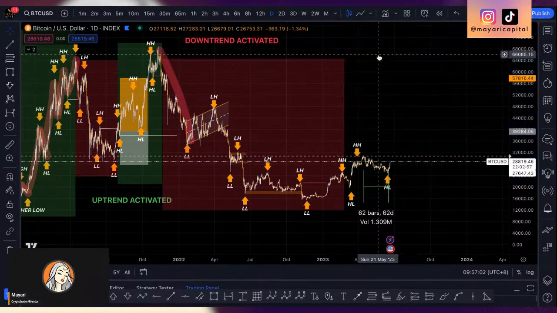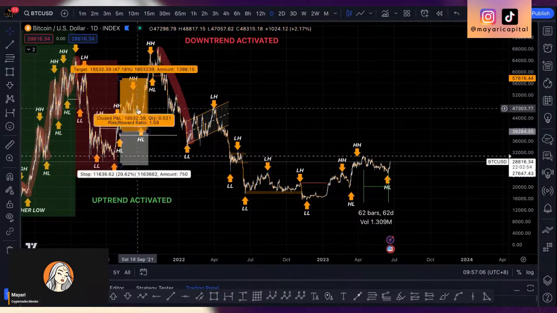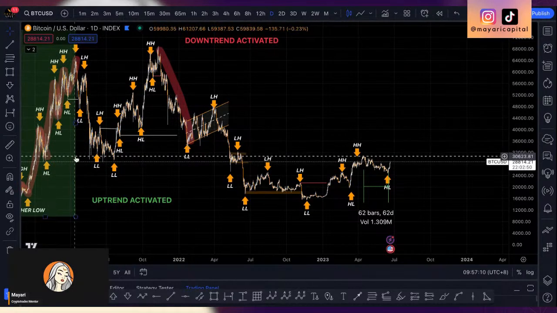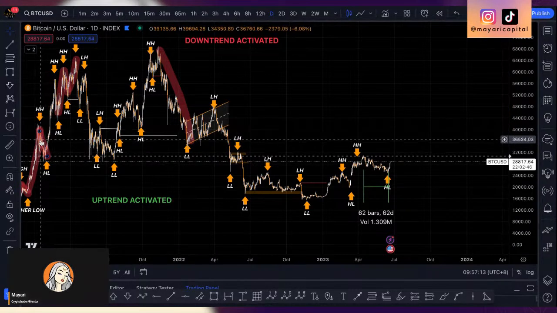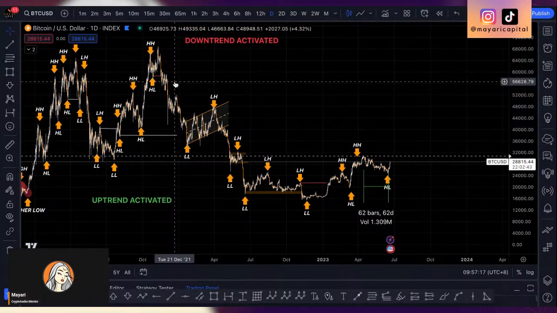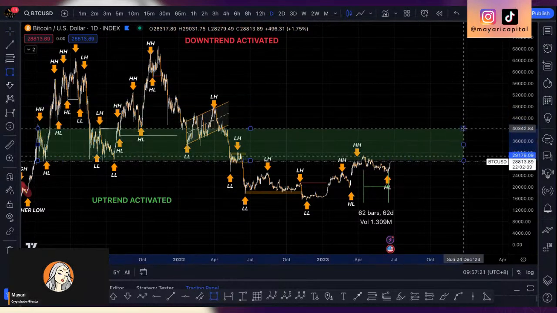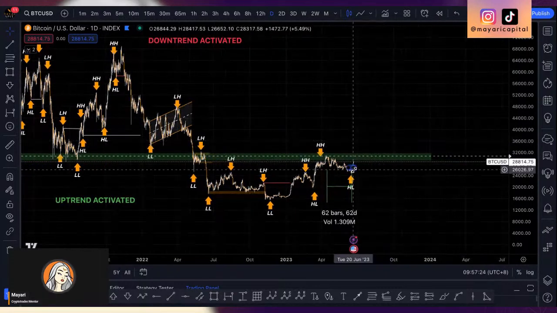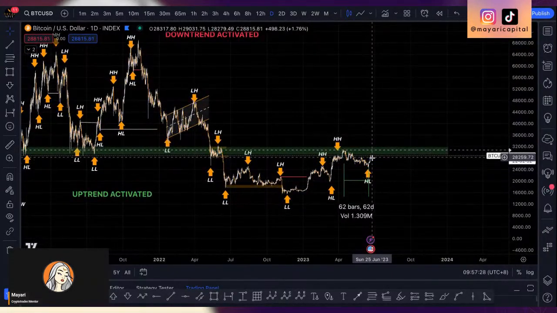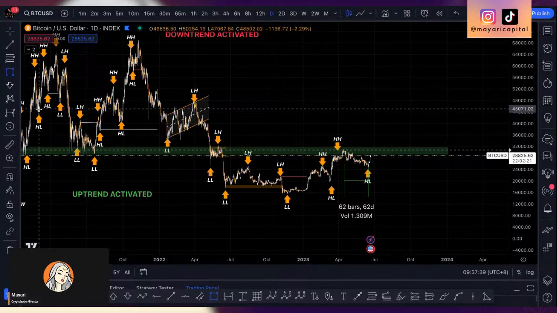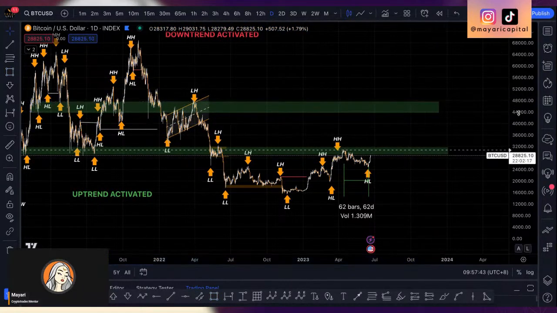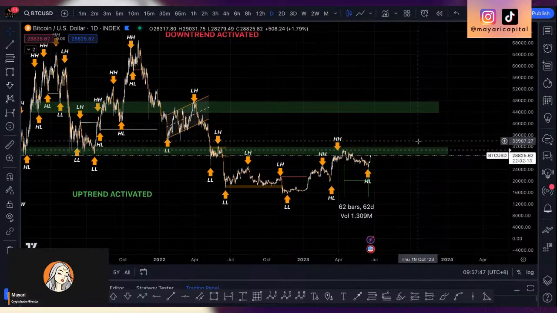Let me remove everything so it will be clear for everyone. That 30K level is a really strong one. It goes way back years. So don't be shocked why Bitcoin is not moving above 30K. So right here, now can you see clearly? Yes. So 62, we need to break it. But the moment we break this, there's nothing holding Bitcoin back. Next stop is around here, around 40, 43. But again, don't take this as financial advice. I'm just telling you what the market is telling me.